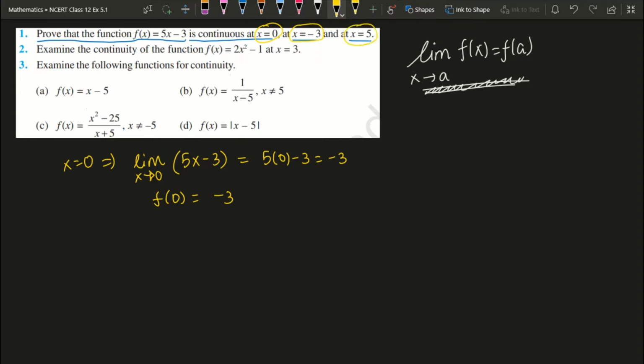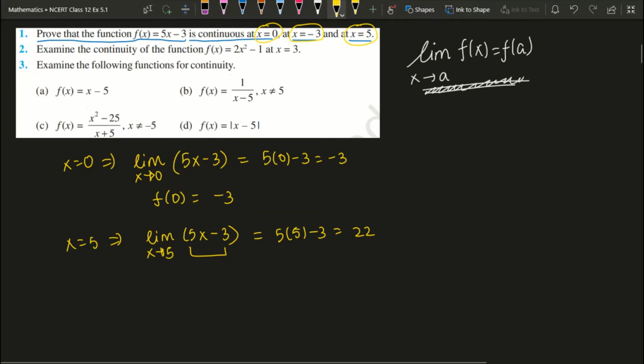Let's do x equals 5. For x equals 5, we have the limit as x goes to 5 of 5x minus 3. If you put in x equals 5 here, you get a valid number, and that's equal to 22. Since that's not an indeterminate number, you can just write that this limit exists. Similarly, f of 5 is equal to 22. So they are again equal, and the function is continuous at x equals 5.